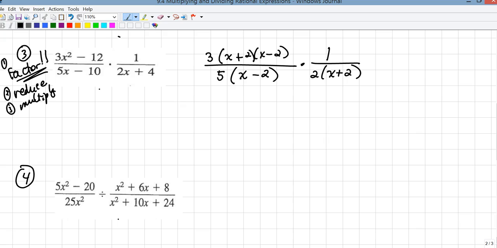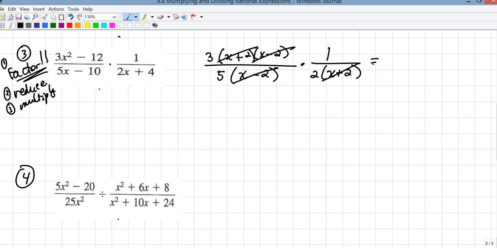So anything in the numerator and anything in the denominator that's the same, any factor that's the same, we're going to go ahead and reduce. So I see an x plus 2 divided by an x plus 2. I'm going to cross that out because that's 1. And x minus 2 divided by x minus 2, and that's 1 also.